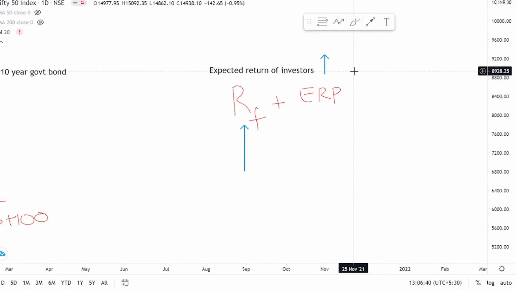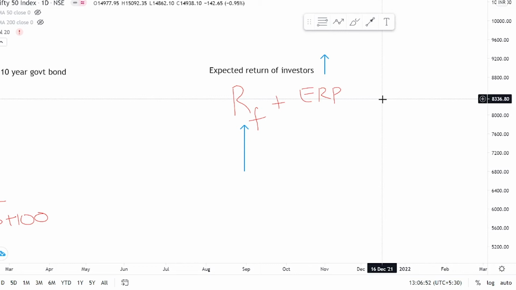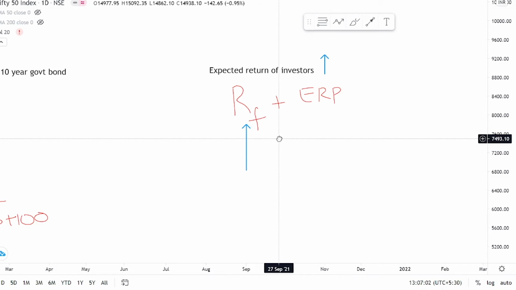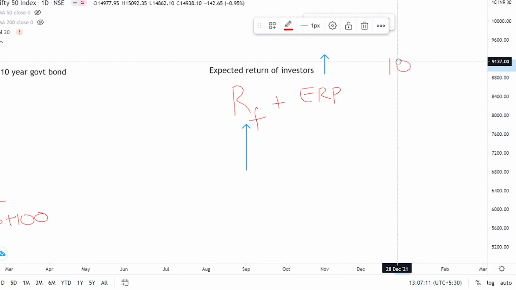Now, as the expected return for investors goes up, what does that mean? Suppose you value a stock and you think that the stock, currently at 500, would reach 1000 rupees. So that is an expected return of 100%. Now, because of this increase in risk-free return, that 100% expected return might become 150% expected return. But you value it at 1000 only. The stock will still reach 1000 only because the underlying value of the company is the same.